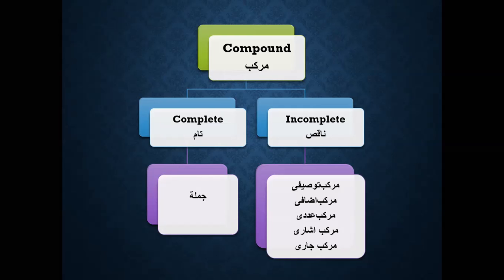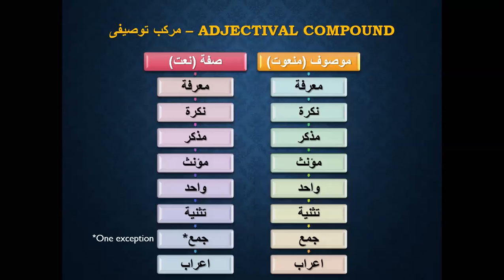We have covered two so far, which is murakkab tawsifi and murakkab idafi. Murakkab tawsifi is when the first part is mawsuf and the second part is sifa. Mawsuf, also called man'ud, is the being which is described. And sifa or na'at is the attribute, good or bad. And they both correspond to each other in all four respects.